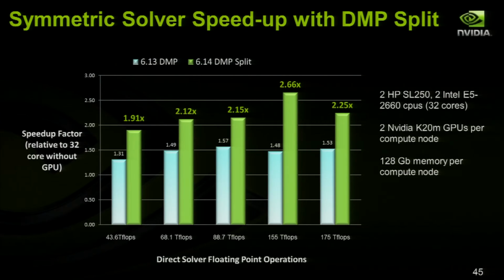If you see the first bar here, that was without the DMP split feature, but the second green bar is showing with the DMP split feature. This is not comparing CPU to GPU. This is comparing GPU in 6.13 to GPU in 6.14. Relatively, there is high performance here. The performance went from 1.3x to 1.9x just with this feature. And this is consistent across all models that we ran. We have about 5 benchmark models where we noticed the same trend.